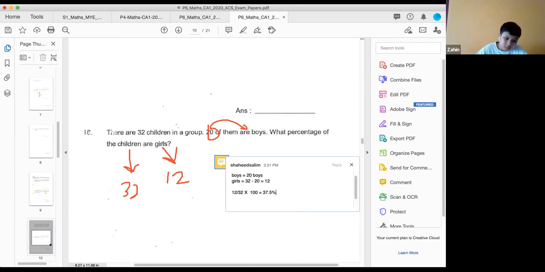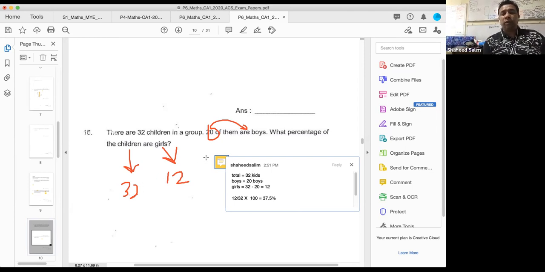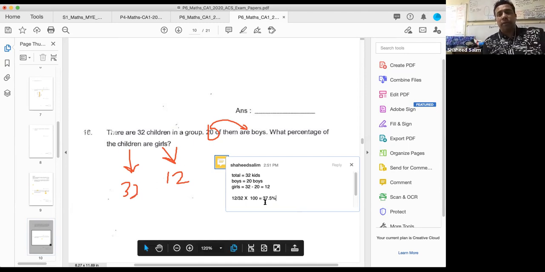37.5 is the answer. So again, I'll run through. The total number of children is 32, and 20 are boys. So you have to find the girls. 32 minus 20 equals 12. Now, so there are 12 girls. You want to find the percentage of girls? 12 divided by 32 times 100.